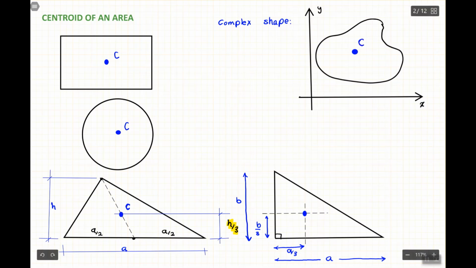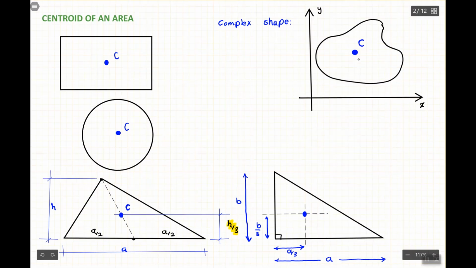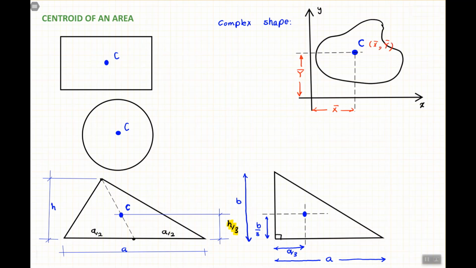Let's call it C. So first of all, we show the coordinate of a centroid by x bar and y bar. It's just a convention. Some people use the terms x bar and y bar, which basically denote the distance. This distance is x bar, and this distance is called y bar, which is basically the coordinate of this point C, and it's called the centroid.